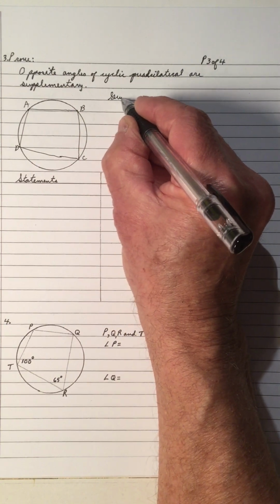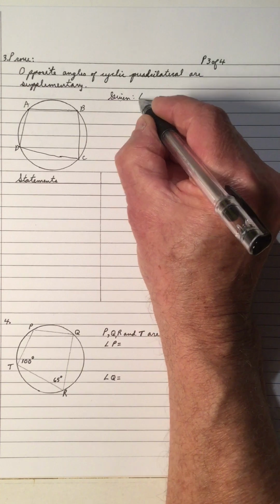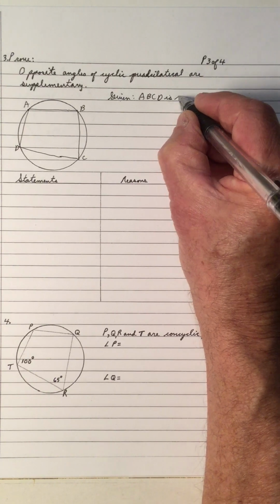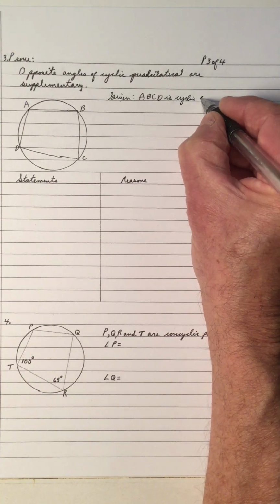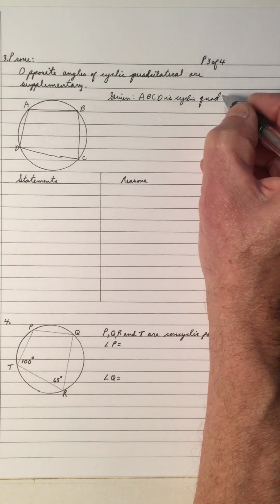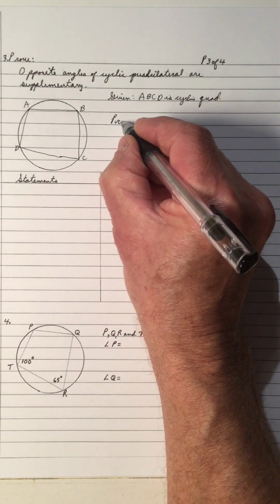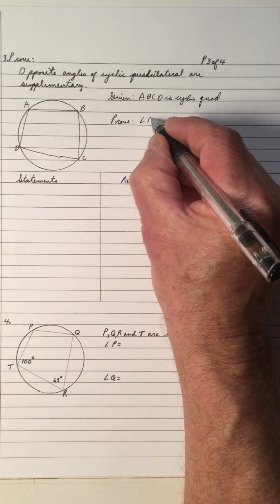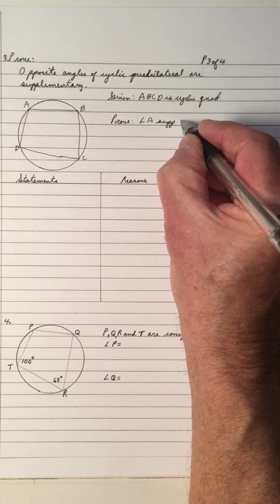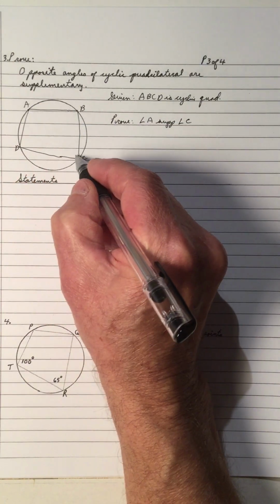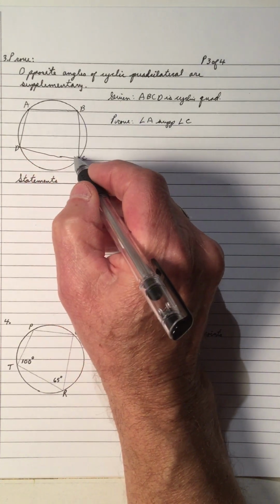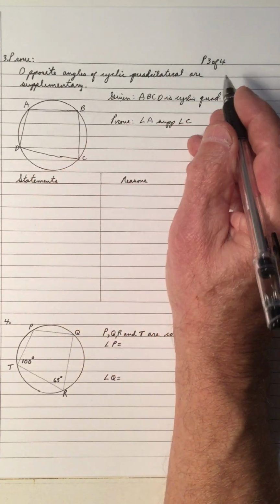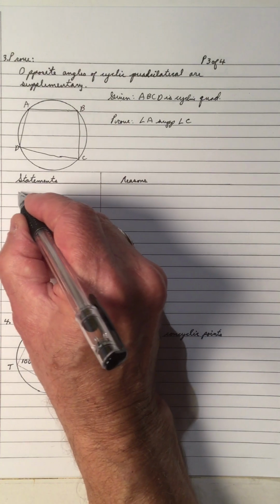So we're given that ABCD is a cyclic quadrilateral, and I'm going to write quadrilateral as quad. And we have to prove that the opposite angles are supplementary. So I'm just going to prove one pair. I'm going to prove that angle A is supplementary to angle C. If I can prove A is supplementary to C, then the same holds for D being supplementary to B. So let's start our proof.